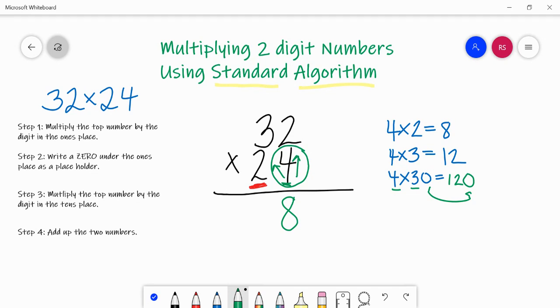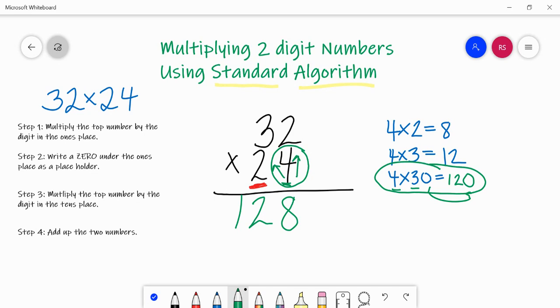4 times 3 is 12. When I drop down this 12, you can see that this 12 is creating new place values. We have a 1 in the hundreds place now. We have a 2 in the tens and an 8 in the ones.